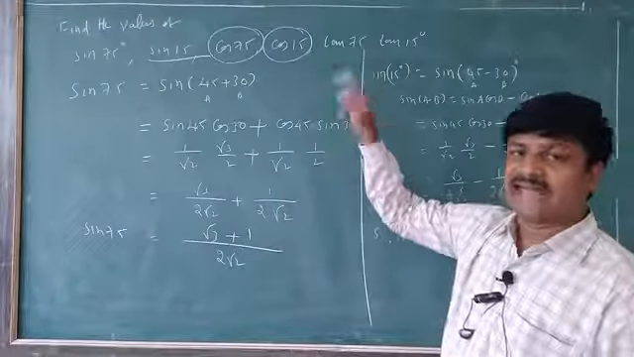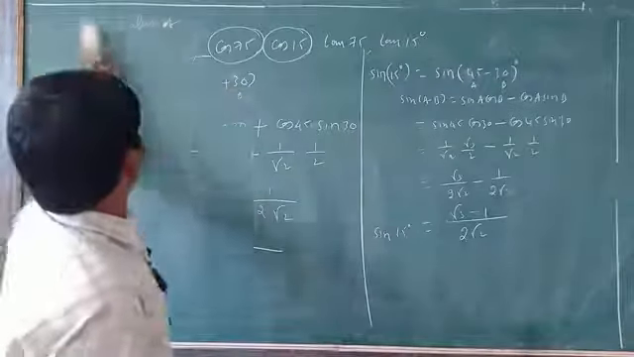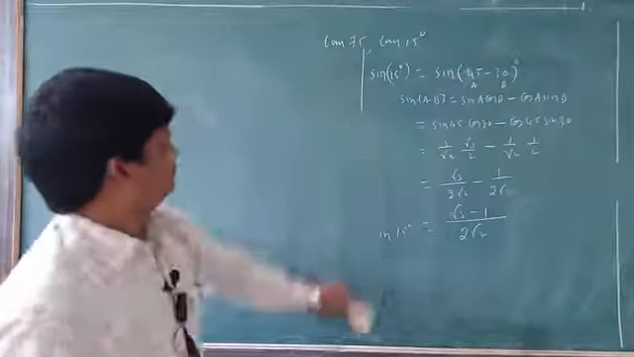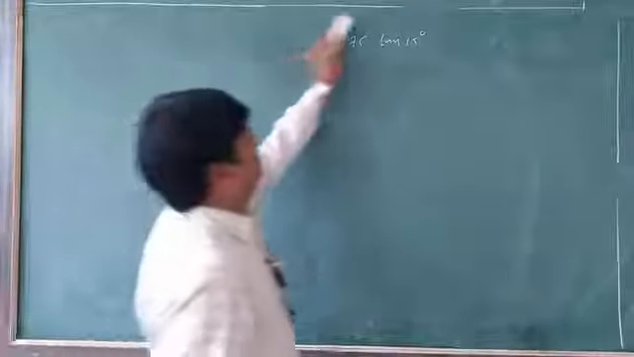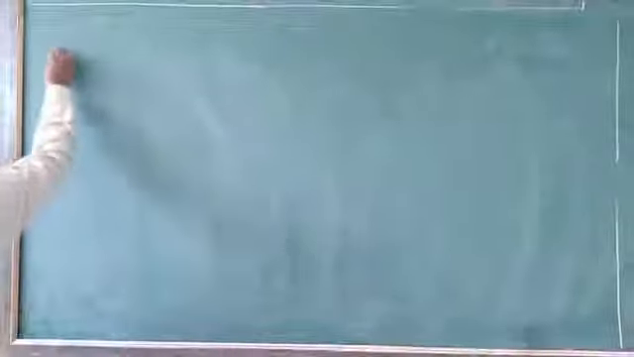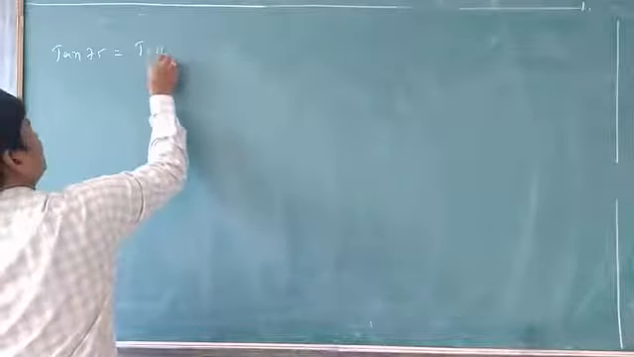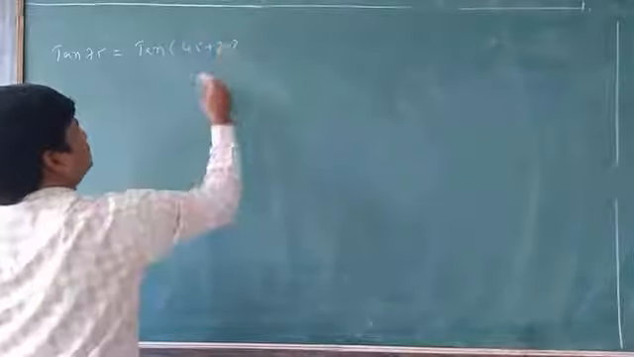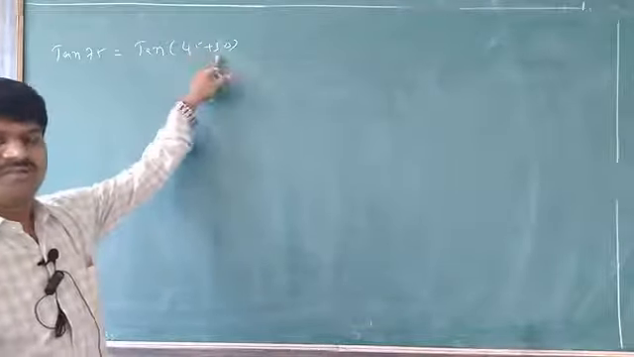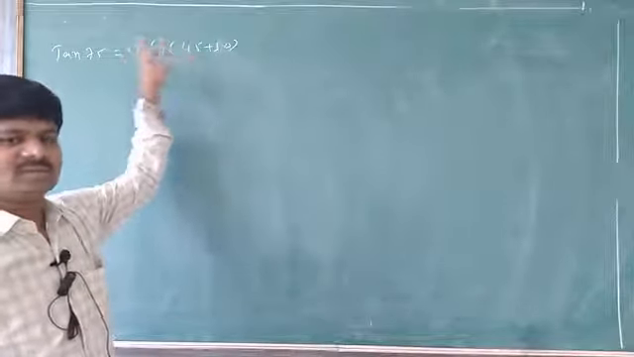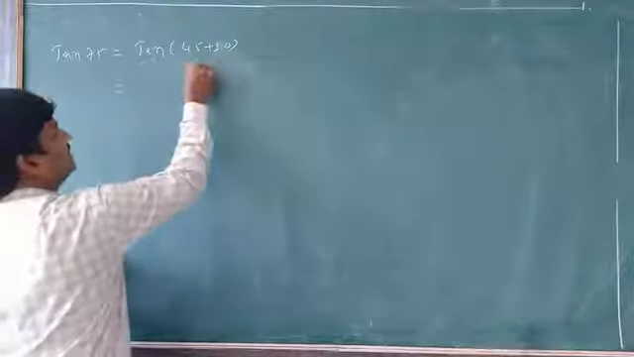Next I am going to explain tan 75. How can you find this tan 75? Again, how can you write this 75? Same procedure: tan of 45 plus 30. Now what I told you, these two are standard values. We have the standard values. That is why I am writing this 75 as 45 plus 30. Okay?